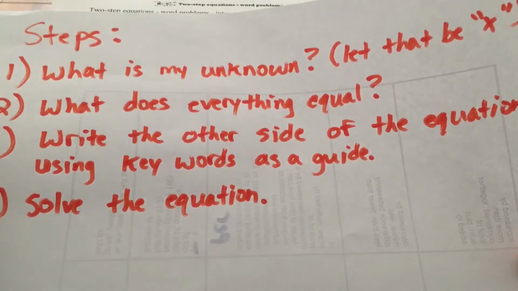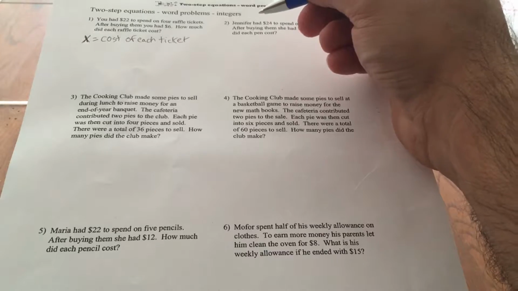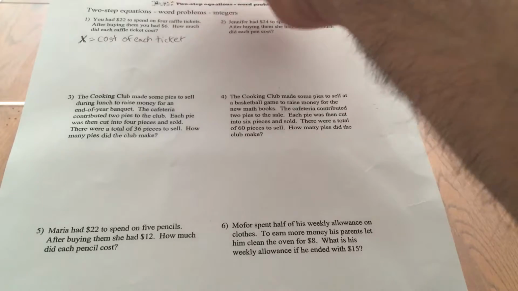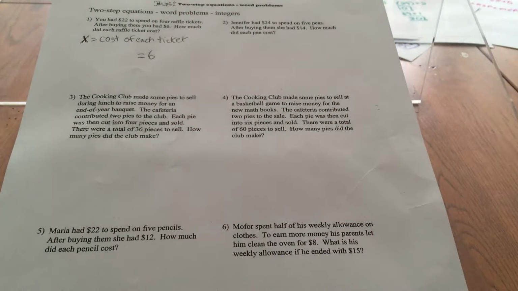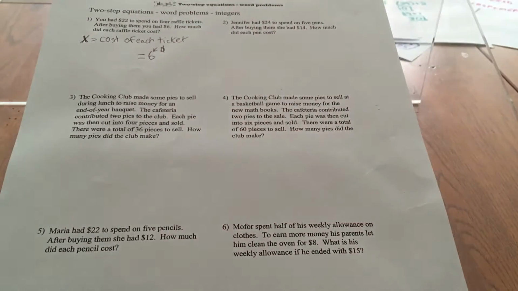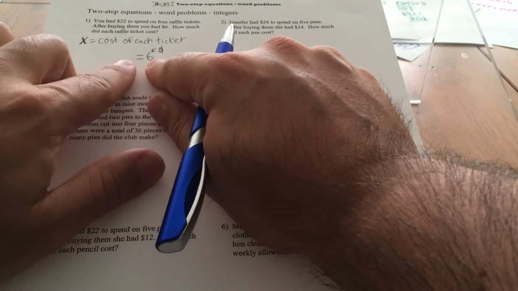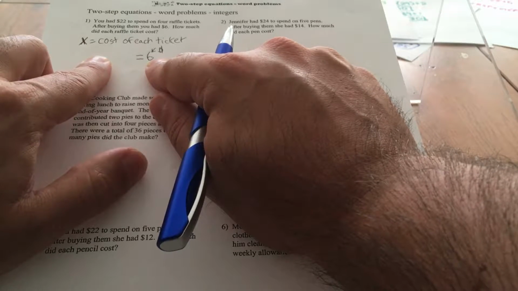In the second step, what does everything equal? Find a total. Well, here's where I said that the total is not the biggest number. You don't want to jump to this 22 as your total. Read the problem. You start with $22, and after buying your tickets, you're left over with $6. So in this case, everything is going to be equal to 6. Notice also that this 6 is in terms of money. All right, the unit of this number is money. So what that means is everything that I write on the left hand side of this equation also has to be in terms of money.